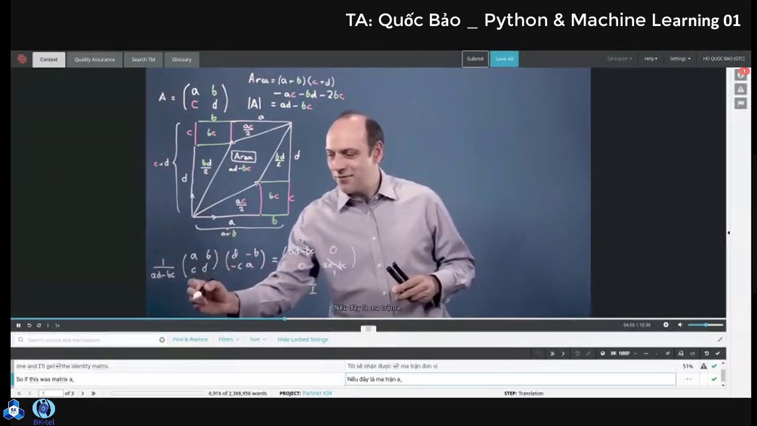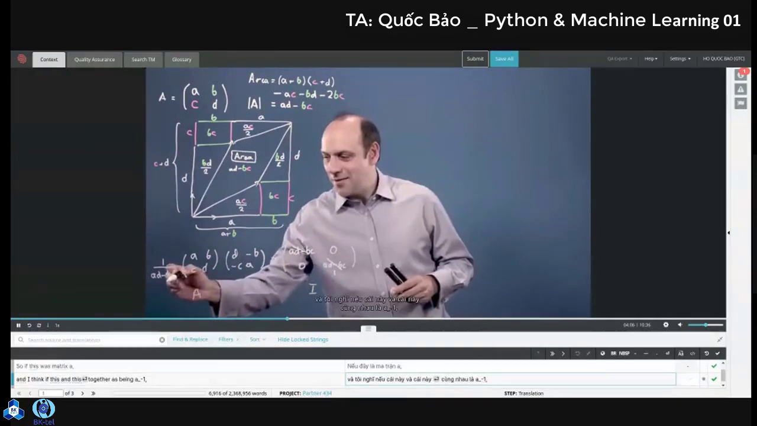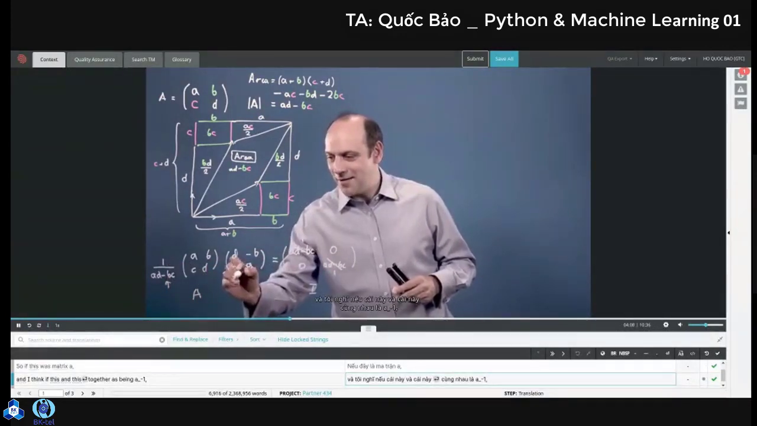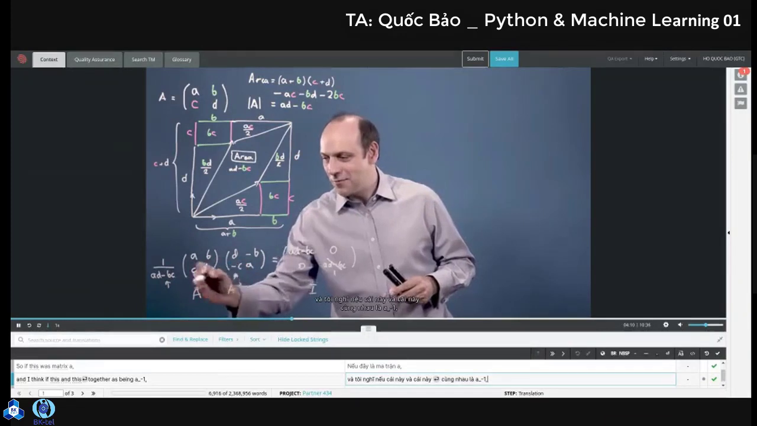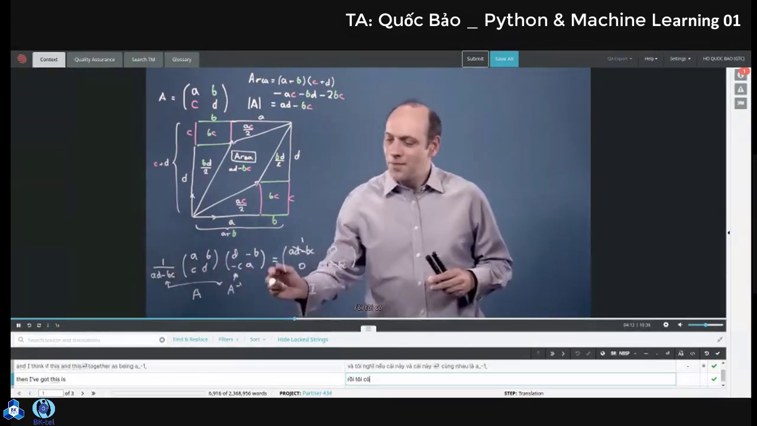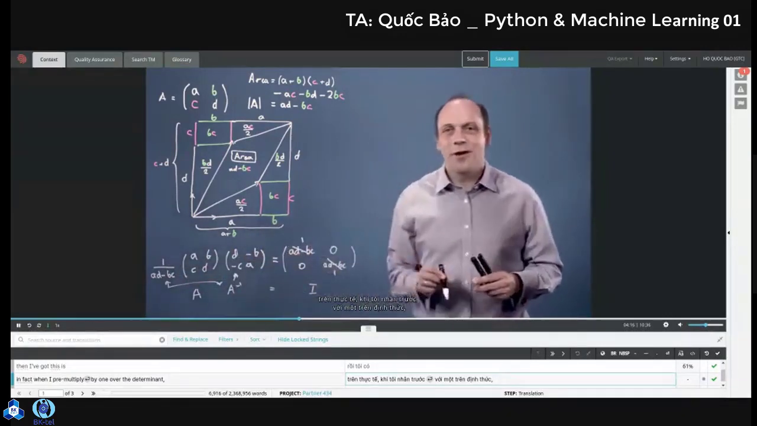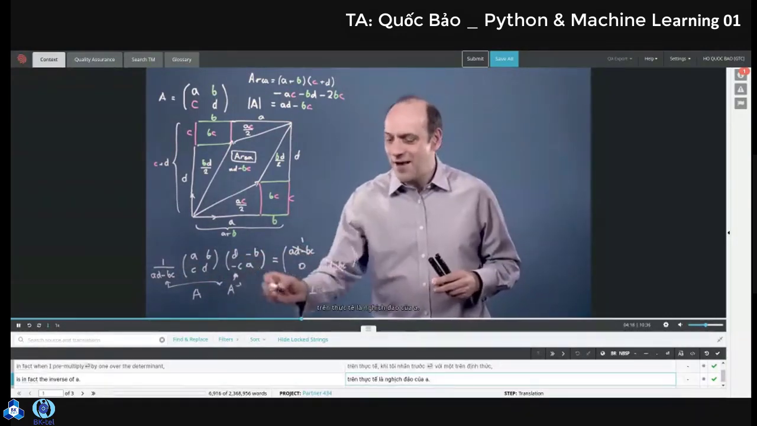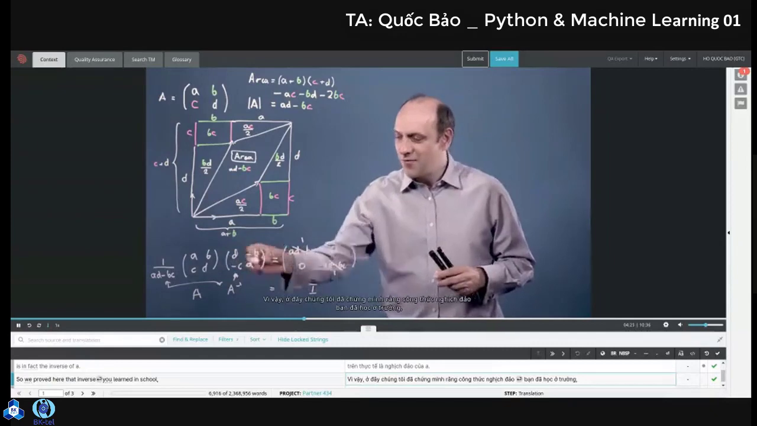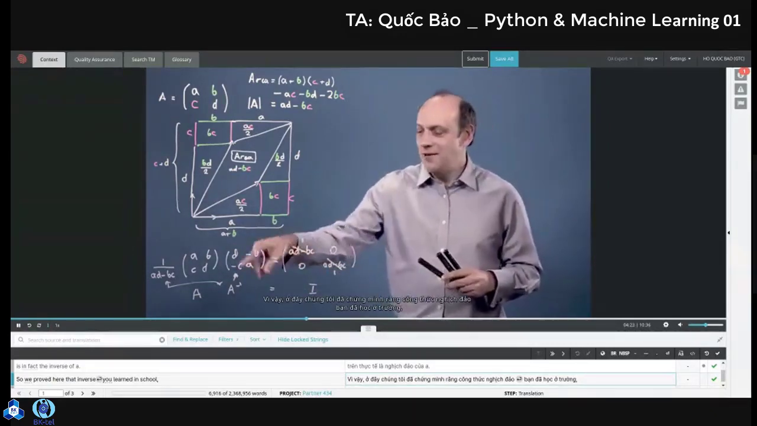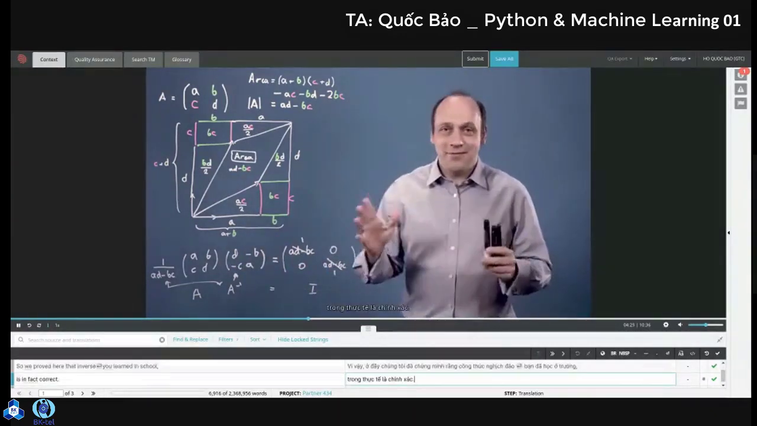So if this was the matrix A, and I think of this and this together as being A to the minus 1, then when I pre-multiply by 1 over the determinant, this is in fact the inverse of A. So we proved here that that inverse you learned in school is in fact correct.